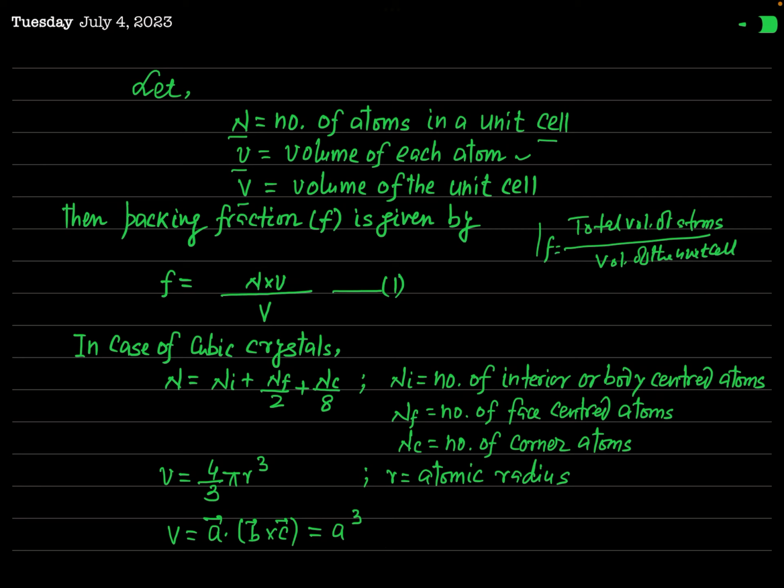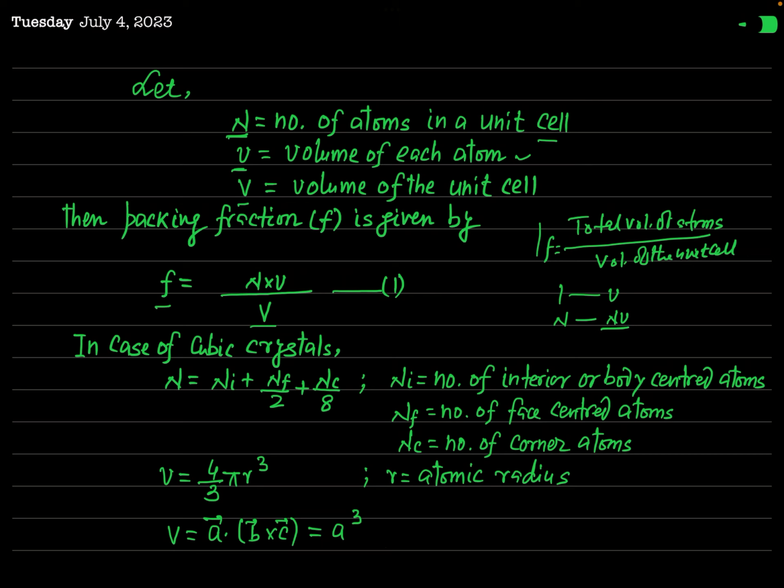Now, as we have assumed that the total number of atoms in a unit cell is n and each atom has a volume small v, what will be the total volume of atoms? Since the volume of one atom is small v, the volume of n atoms will be simply n into v. This is the total volume of atoms in a unit cell. So packing fraction F is defined by n times v divided by capital V, where capital V represents the volume of the unit cell.